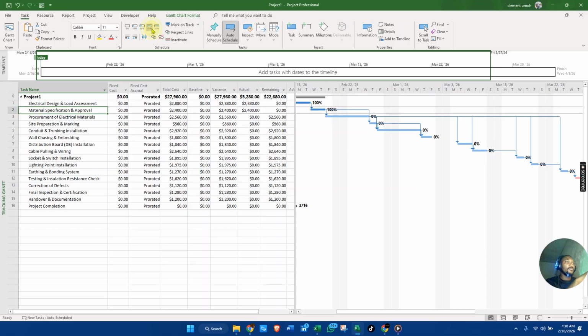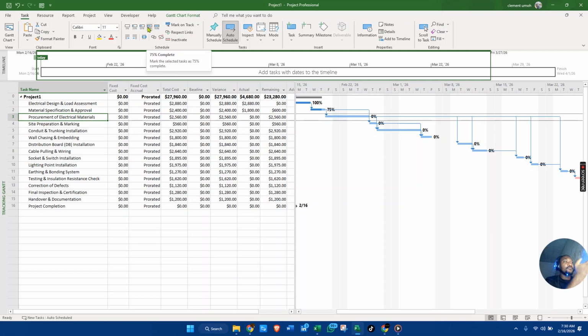And let's give 75% done. So you see, how much is remaining? $600. So we've actually spent 181,800. You understand? And we have these dollars here. So let's do that for procurement of material.